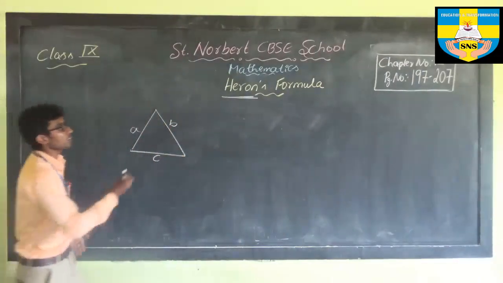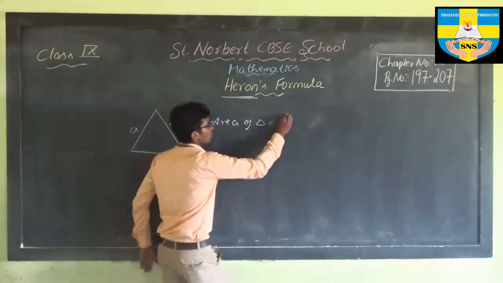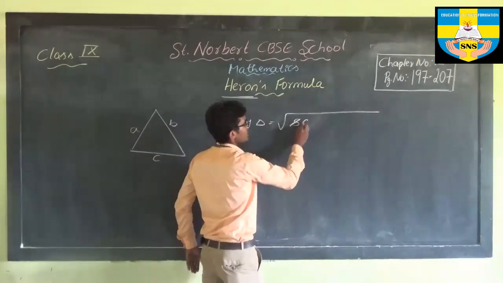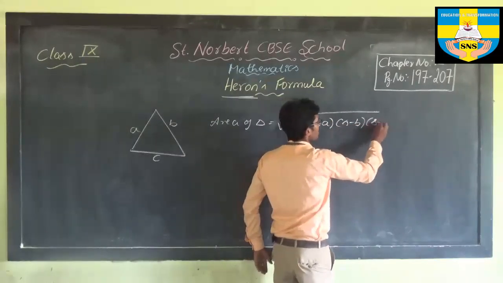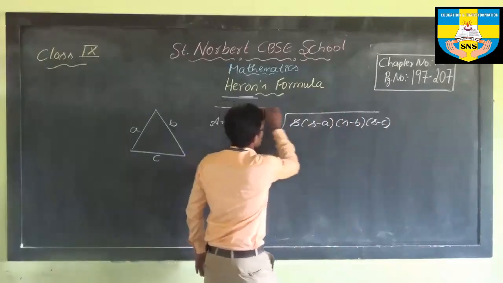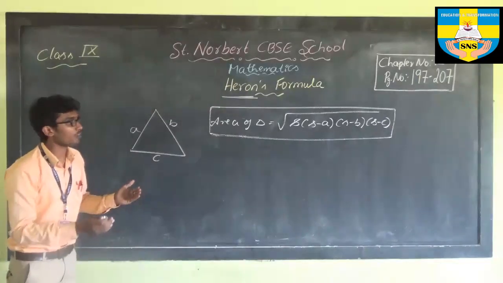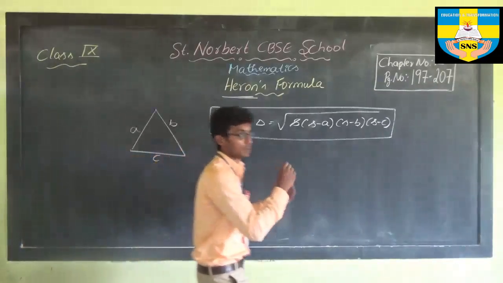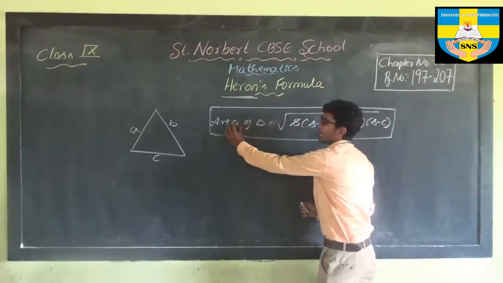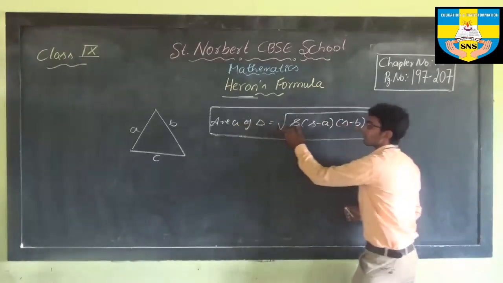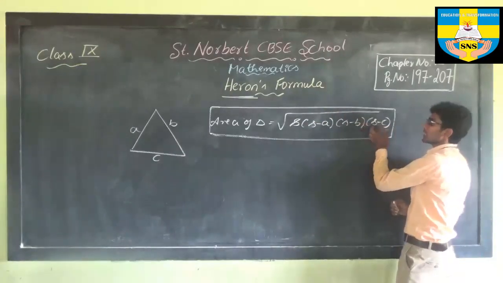Okay, now let us see how that formula will be. Area of triangle is equal to square root of S minus A, S minus B, S minus C. Maybe you feel like the formula is quite lengthy, but still when you are solving a problem, it is not too difficult to remember this formula. Heron's formula is applicable only for the area of a triangle. When it is the area of a triangle, square root of S minus A, S minus B, S minus C.